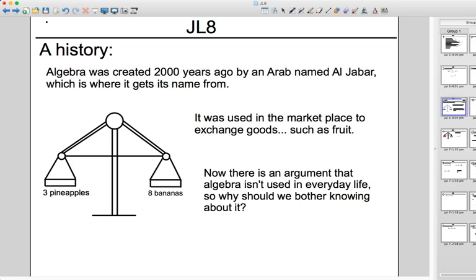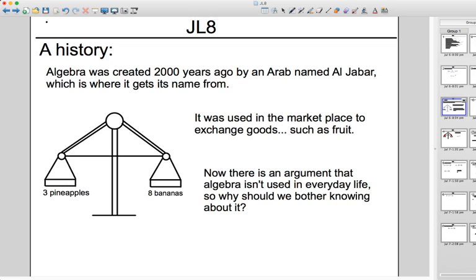So consider the scale that I've got here on the left. We've got 3 pineapples on the left hand side and 8 bananas on the right hand side. So if you wanted to trade 8 bananas for 3 pineapples, it might balance, it might not, in which case you'd have to add another banana or take away a pineapple. But the principle of it was that the scale should balance. So that's where it came from.